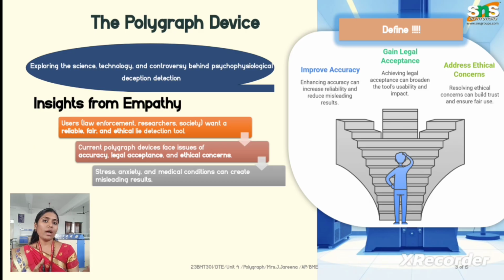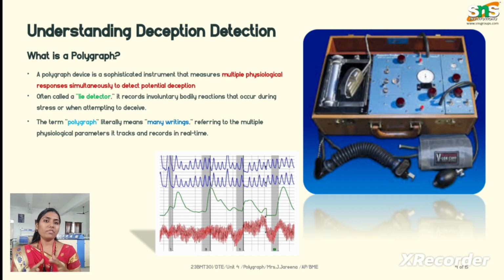This polygraph device is going to support the investigator. Based on the questions the investigator is posing to the person, the emotional changes that happen depending on the question asked can be easily identified and recorded by this polygraph device, and then we identify all together whether the person is telling the truth or not. This is how the polygraph device plays a vital role.